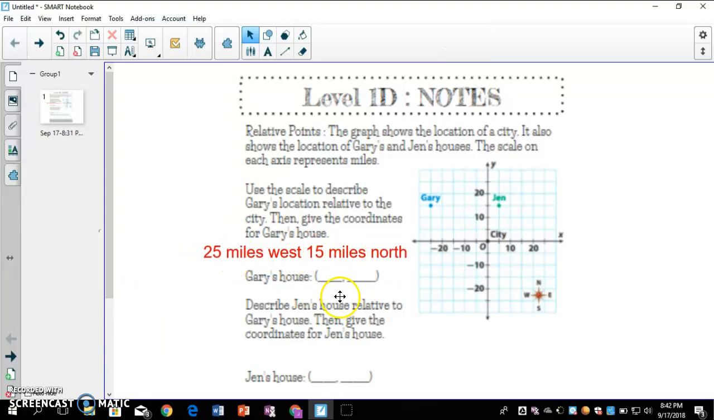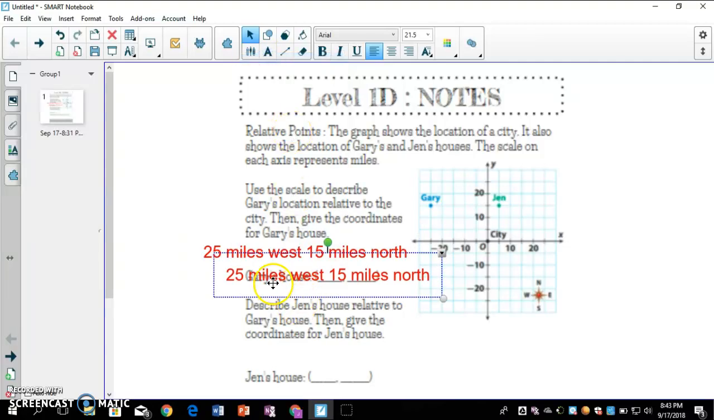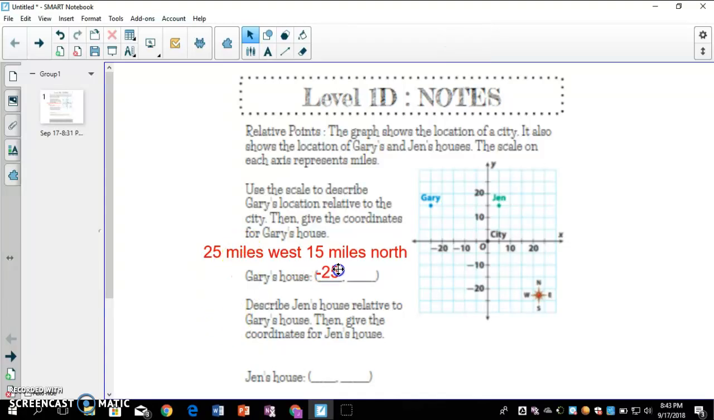Then to show that as the coordinates, I'm looking at just the numbers. By going west, that goes into our negative numbers because we're going to the left of 0 here. So that means it's going to be negative 25 for our x coordinate for Gary's house. I'm going to put negative 25 in that first blank, and you should too.